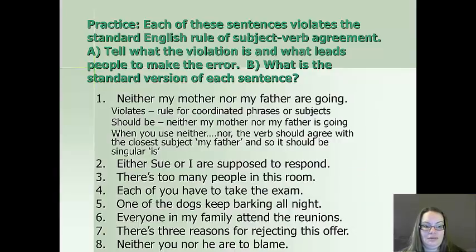For number 1, neither my mother nor my father are going. It violates the rule for coordinated phrases and subjects. Remember, neither nor had one of those special situations. It should be neither my mother nor my father is going. When you use neither nor, the verb should agree with the closest subject, my father, so it should be a singular is. Okay? Go ahead and work the rest of those out on your own. Pause the video if you need to.